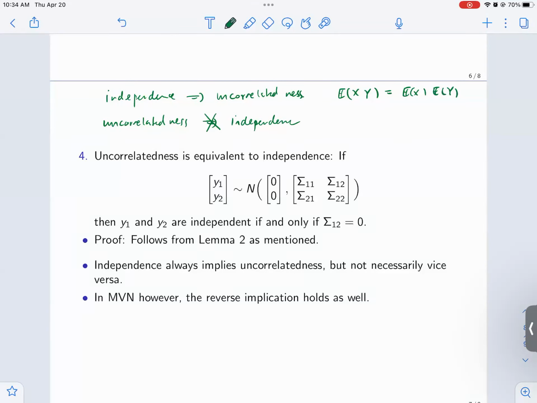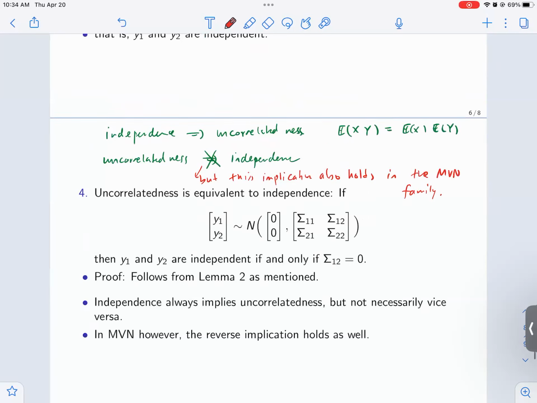So for a general joint distribution, if x and y satisfy a general joint distribution and they're uncorrelated, they're not necessarily independent. But in the Gaussian family, this implication also holds, in the multivariate normal family. So for Gaussian distributions, if the two components are uncorrelated, then they're going to be independent. Why? Because of this result that I mentioned.